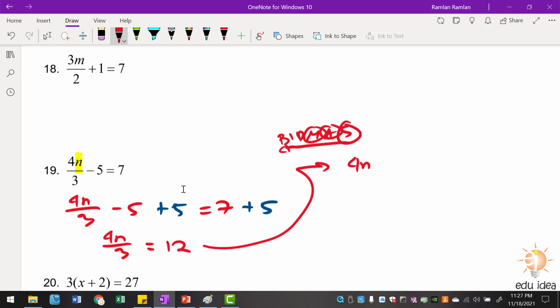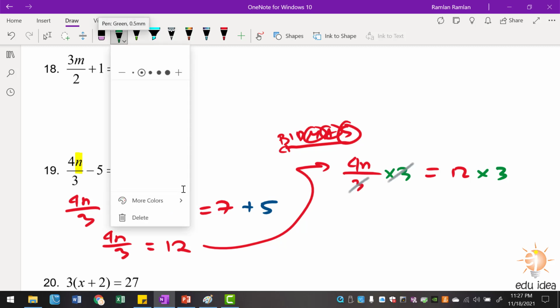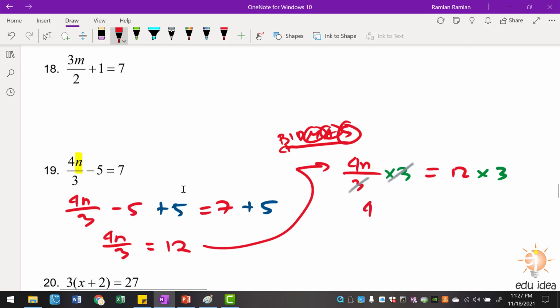So I'm going to rewrite that again, right? Equals 12. So if I want to get rid of this, because it's a division, you only need to multiply both sides by 3. So in that way, you can just cancel this 3, and that leaves just 4n on the left side of the equal sign, right? This 4n. And on the right side, we have 12 times 3, which is 36.